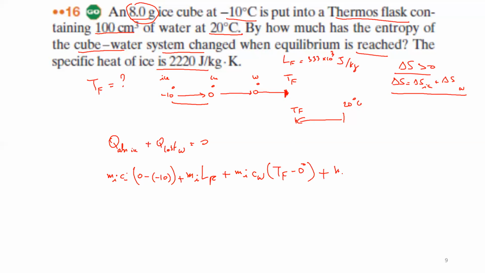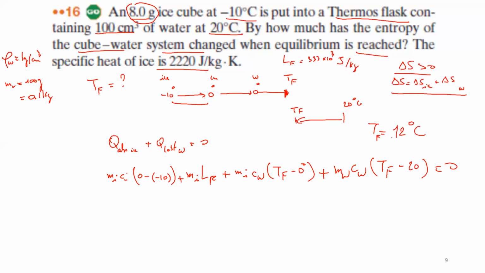And plus mass water. By the way, what is the mass of this water? You know that the density of water is just a gram per centimeter cube. So this mass of water is just 100 grams. You put it, of course, in kilograms. So mass water, C water, T final minus the initial, which is 20. And I solve for T final. Okay. Now, once I get T final, and if I remember correctly, T final will be giving you something like 12 degrees. Once I get T final, now I calculate the change in entropy for the ice.